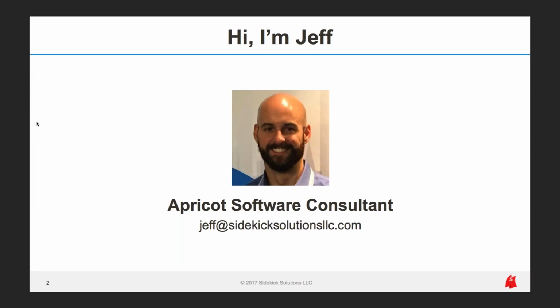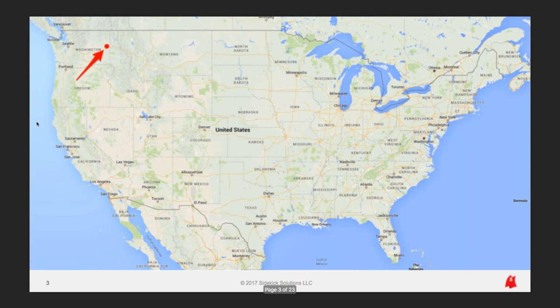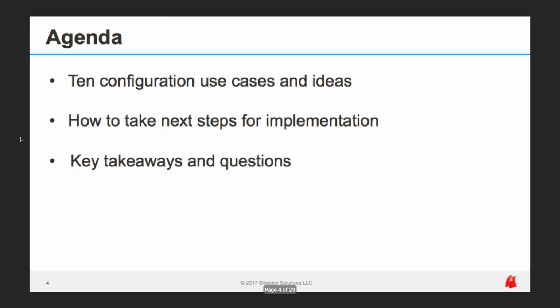And I'm excited today to share a little bit about what we've learned and some best practices that you can implement in your own Apricot system. I'm presenting today from Spokane, Washington. That's on the border between Washington and Idaho. That's where I live and work. Sidekick Solutions is a remote team. We have a team spread out across the country, and we also serve clients from across the country. We're thrilled to have everyone on the call today attending this webinar, and even a few international attendees along with those in the US.